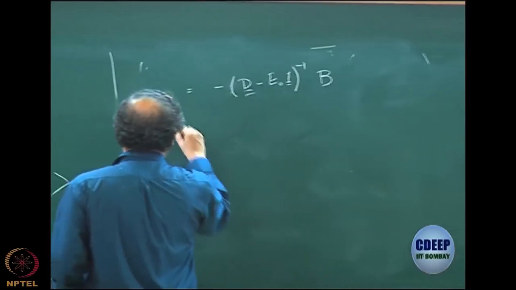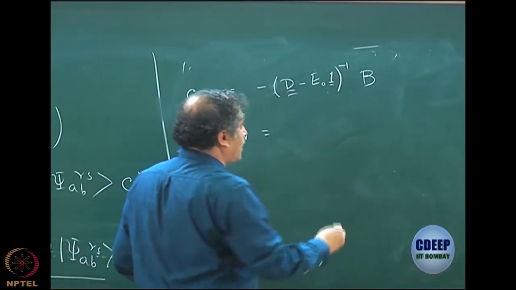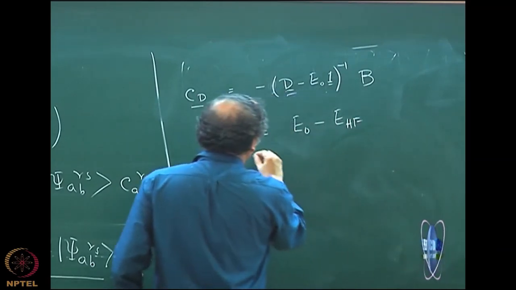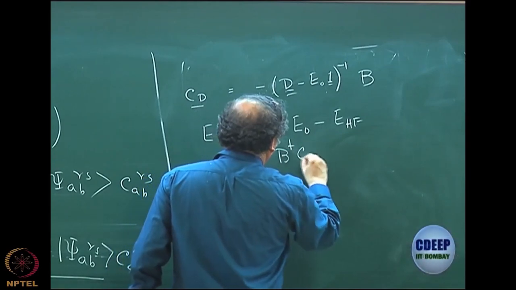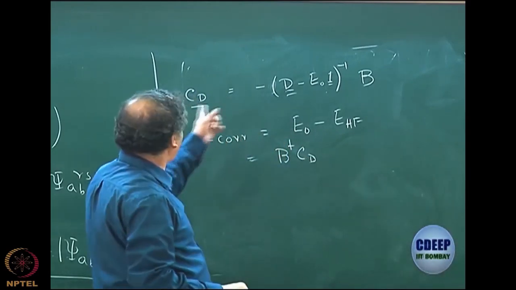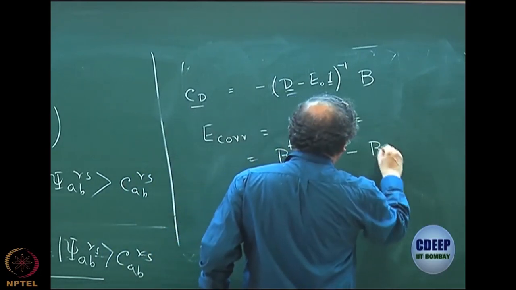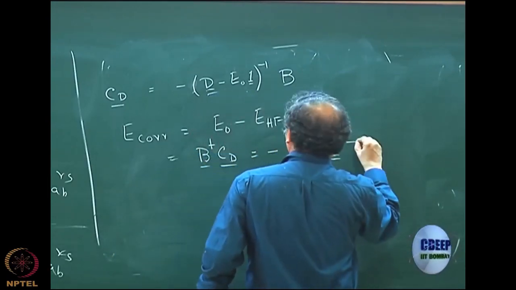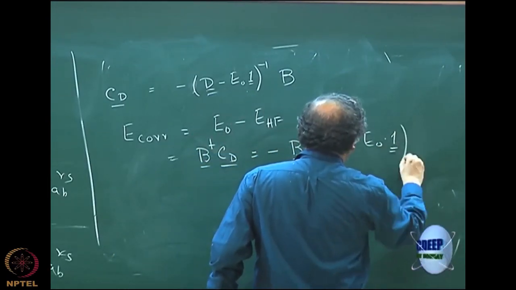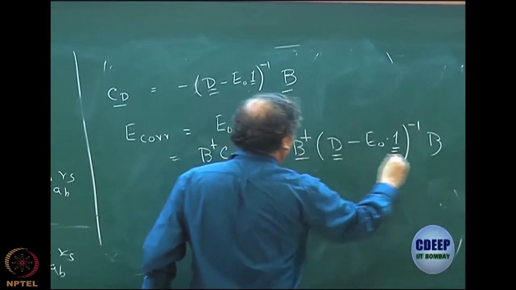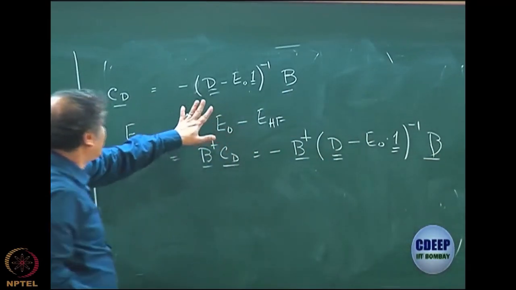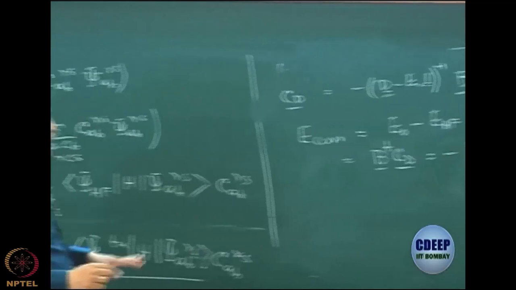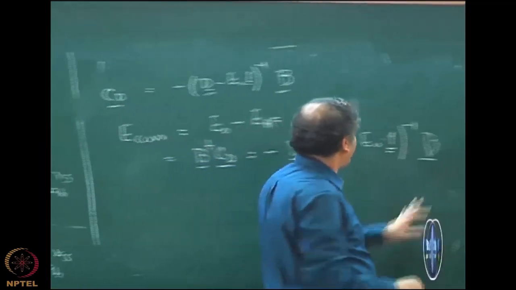So, correlation energy is nothing but E naught minus E Hartree-Fock. Let us define it in this manner, which is nothing but B dagger CD. So, I put in this value of CD. So, I have very nicely got minus B dagger, D minus E naught times identity, inverse, B. I just want to make sure that I put the 1 bar and 2 bar right, just for the time being. It does not matter, as you understand, but for the time being I want to be correct, formally. So, this is what you get.